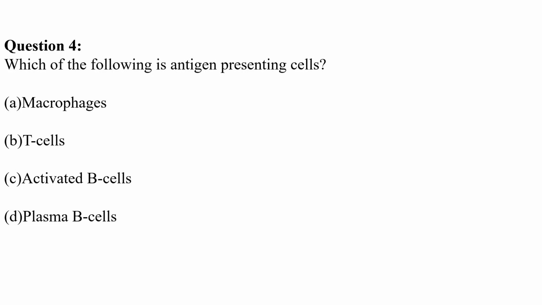Question number 4. Which of the following is an antigen presenting cell? Option A, macrophages. Option B, T cells. Option C, activated B cells. And option D, plasma cells. Which of the following is an antigen presenting cell? Macrophages, T cells, activated B cells and plasma cells.